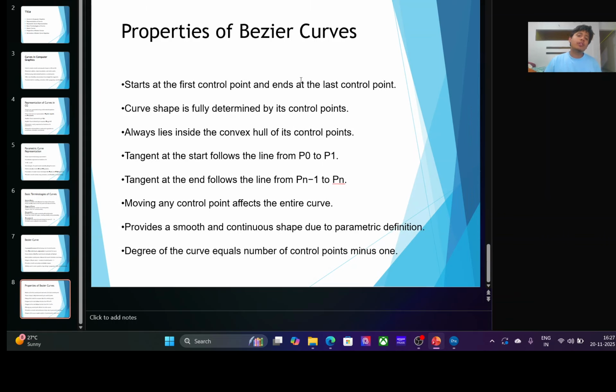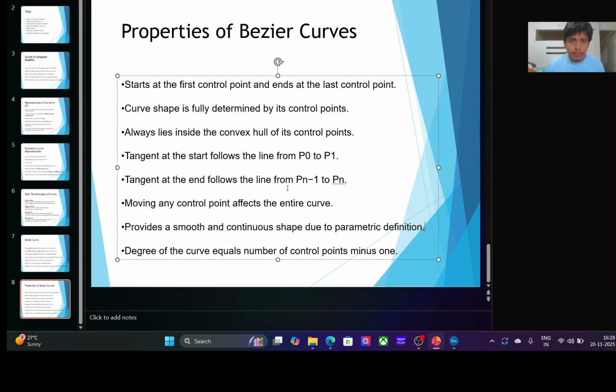So, moving to the properties of the Bezier curve. It starts at the first control point and ends at the last control point. The curve shape is fully determined by its control points. The tangent at the start follows the line from P0 to P1. We will understand that later when we do the derivation part. Moving any control point affects the entire curve, which is what we saw in the formula. It provides a smooth and continuous shape due to the parametric definition. The degree of the curve equals the number of control points minus one.